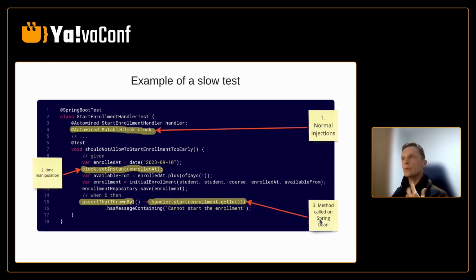How will you use it? Again, this is a very simple Spring Boot test where we inject our handler and we use our clock. And this is a normal injection now. And now we set the clock to a very specific instant. We are now on the 10th of September.